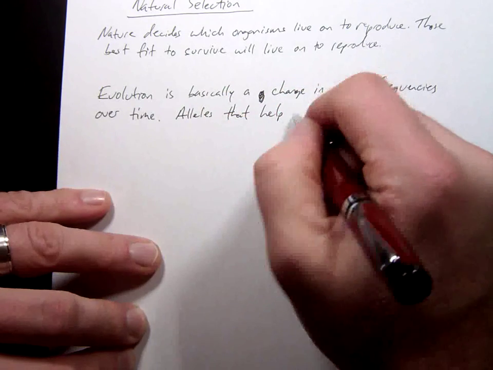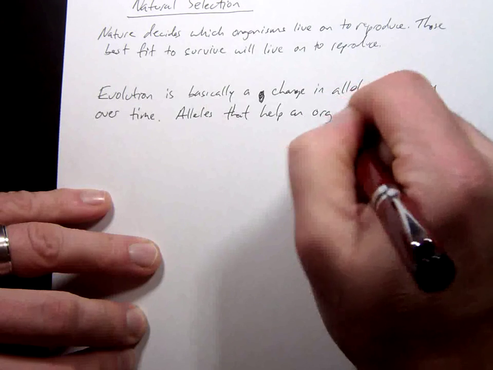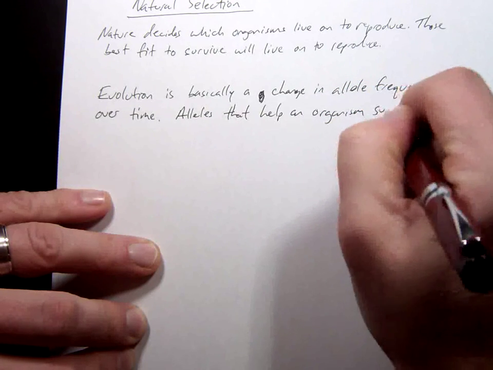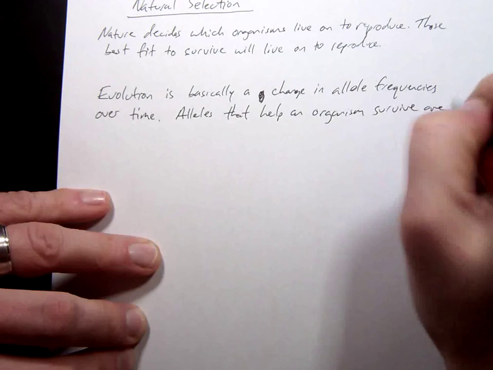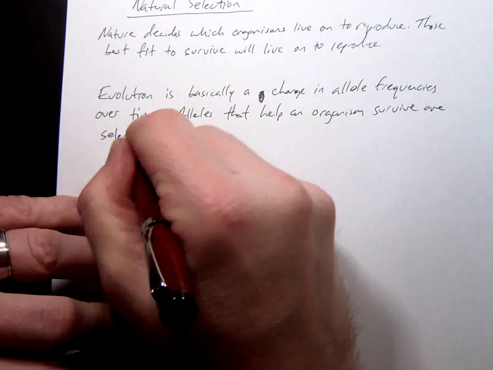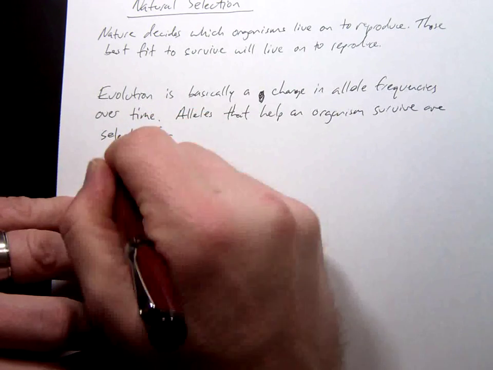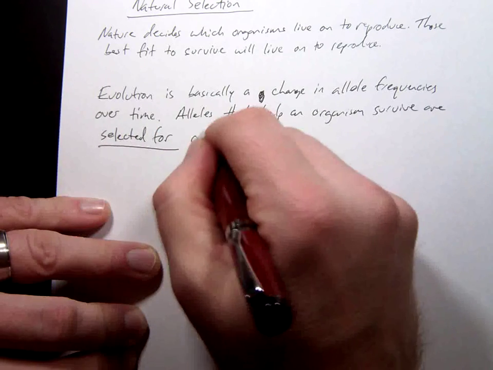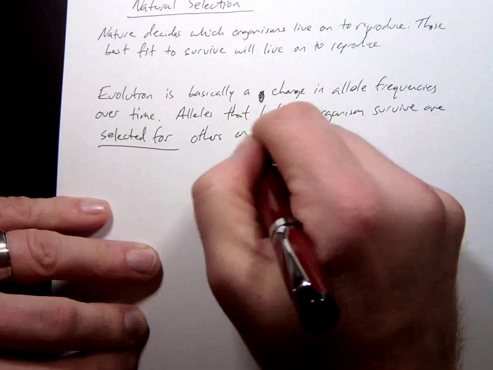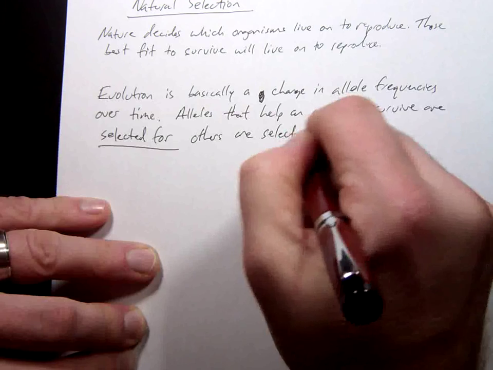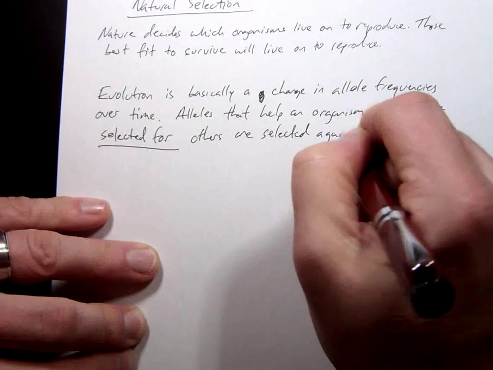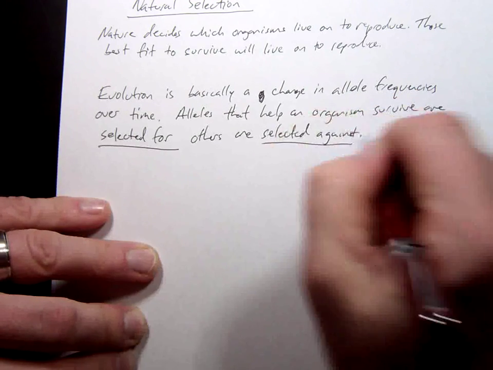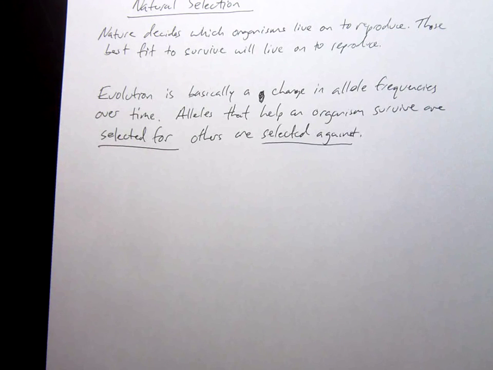Alleles that help an organism survive are selected for. Others are selected against. So that's evolution in a nutshell.